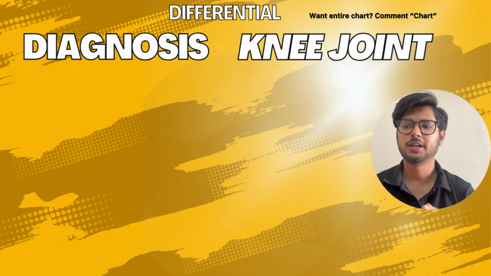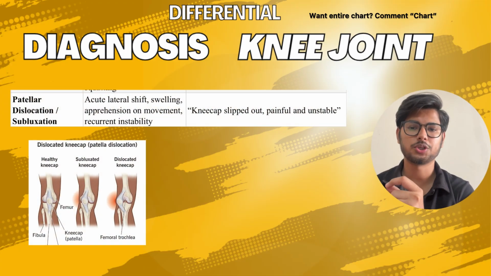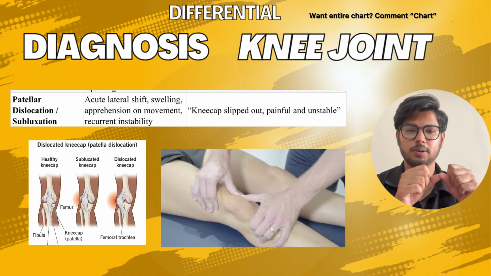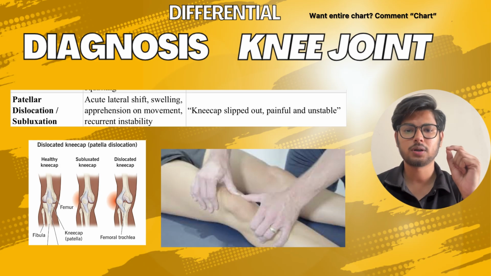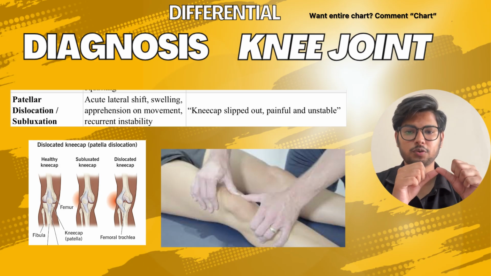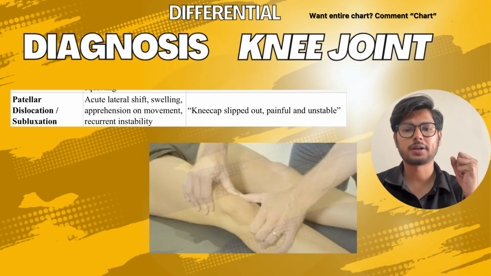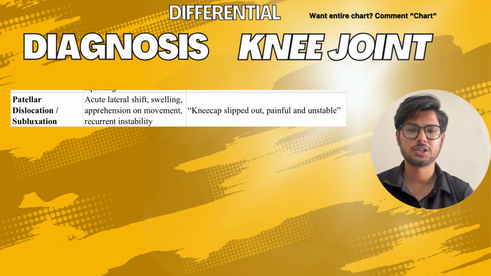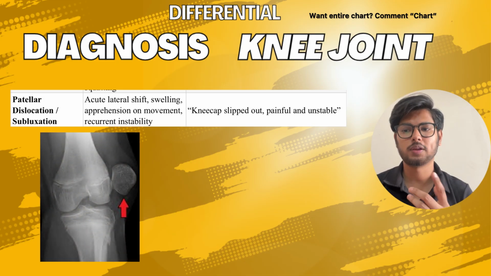The next pathology that we are going to talk about is patellar dislocation or subluxation. In these kinds of patients, the moment you check the patellar apprehension test, that is pushing the patella laterally or medially, they will not allow you to; the moment you try to dislocate it, they will contract their quadriceps muscle as a protective mechanism. This is the first thing that you will see. There will be an acute lateral shift, or it can be a medial shift. Swelling will be there.